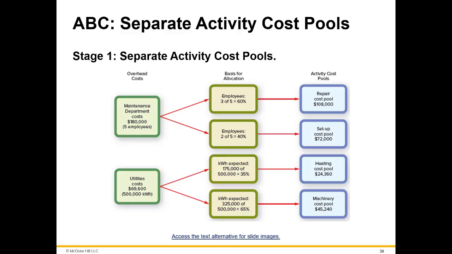So what we can do is take, for example, maintenance department and utilities costs, and we could see what they are. And when maintenance goes, 3 of the 5 employees are about 60% of the time. So 60% of 180,000 goes to the repair cost pool. 40% of this 180,000 goes up to the setup cost pool. 35% of the 69,600 goes to the heating cost pool. And 65% of this 69,600 goes to the machinery cost pool. So here are our activity cost pools. This is how it's been accumulated.